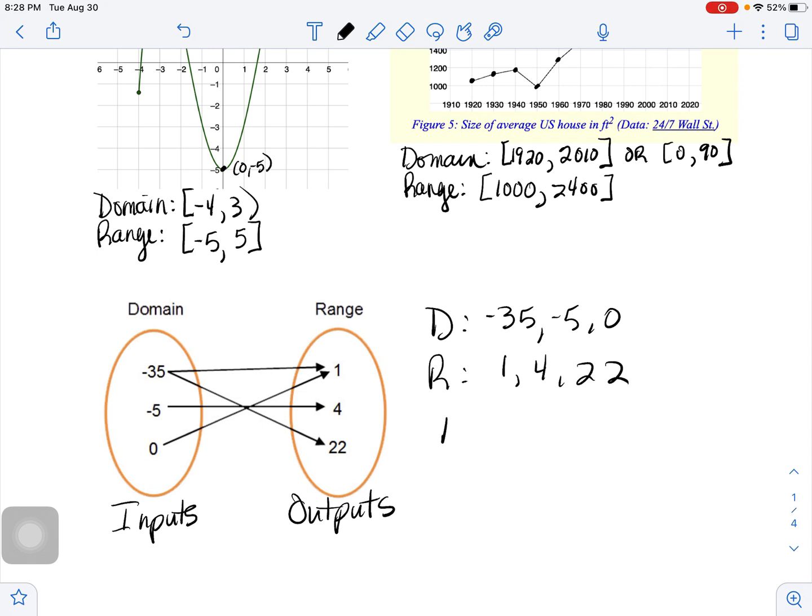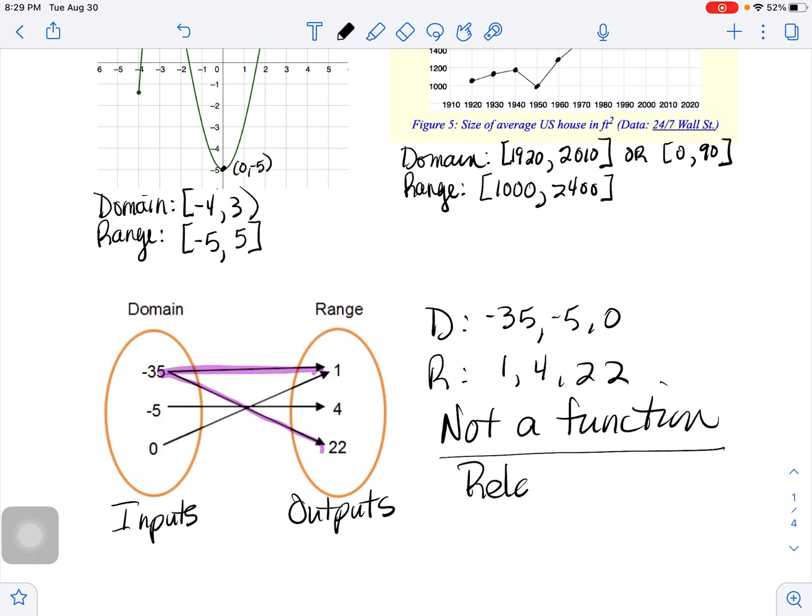This particular mapping is not a function. Okay, the reason that it's not a function is right here. This -35 maps to 1, and it maps to 22. In order for it to be a function, every input can only map to exactly one output. So this particular mapping diagram is not a function. It would be called a relation.